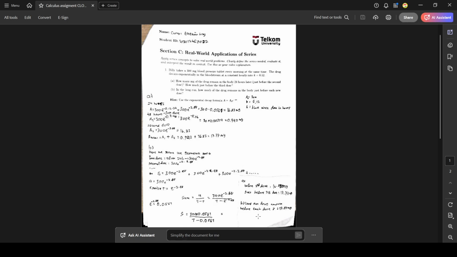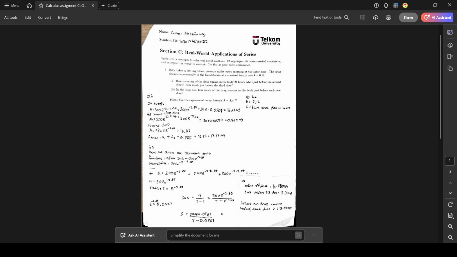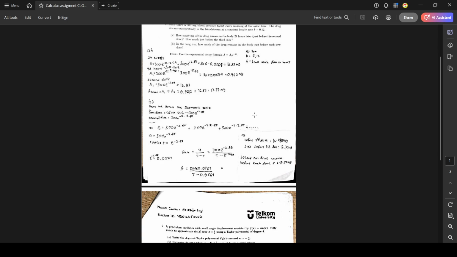So in conclusion, before the second dose he's gonna have 16.83 milligrams, and just before the third dose he's gonna have 17.77 milligrams. And in section B, the long run drug amount before each dose is 17.83 milligrams. Now I'm gonna continue to question 2.